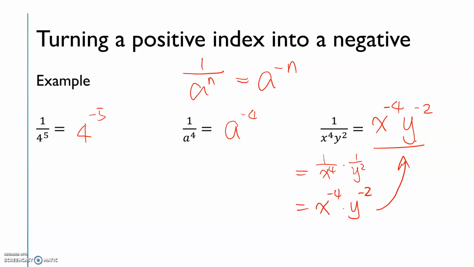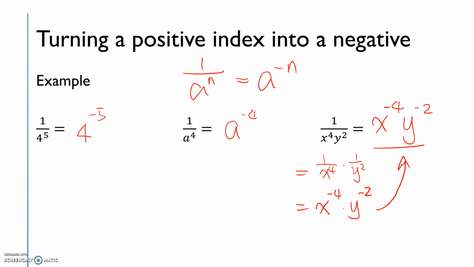So when we have more than one pronumeral, meaning letters like x, y, a, b, c, we've got to keep the negative index for each of them.